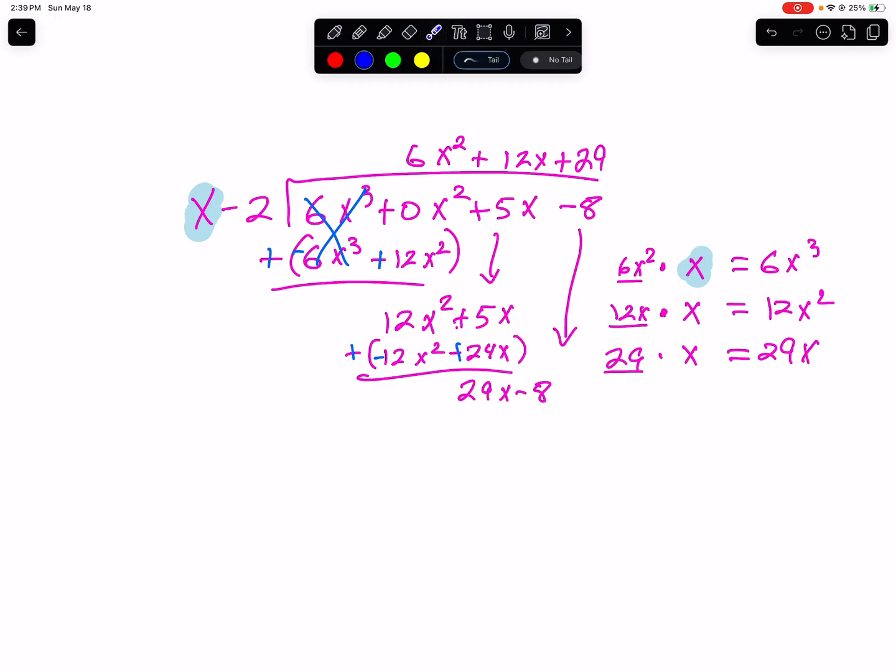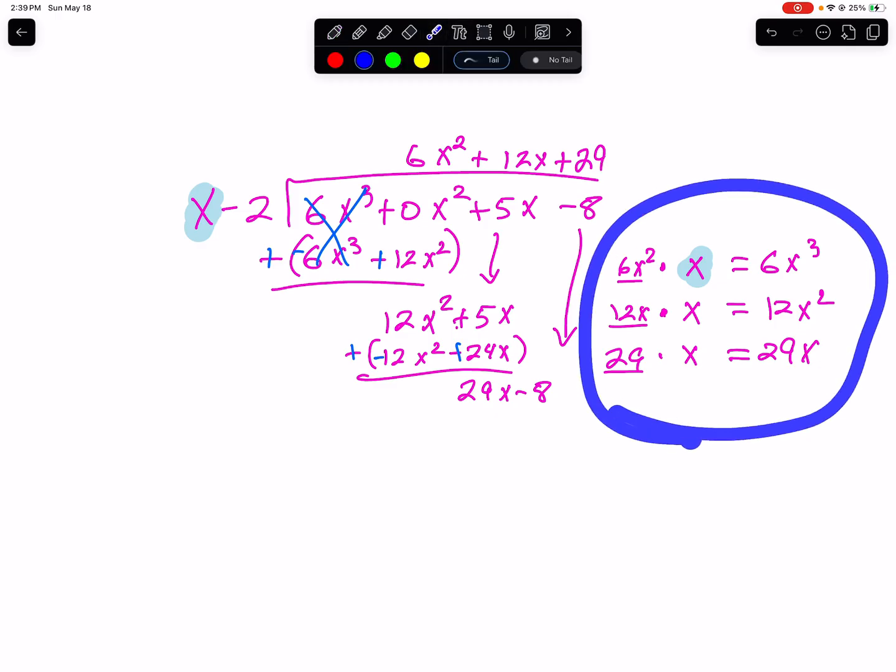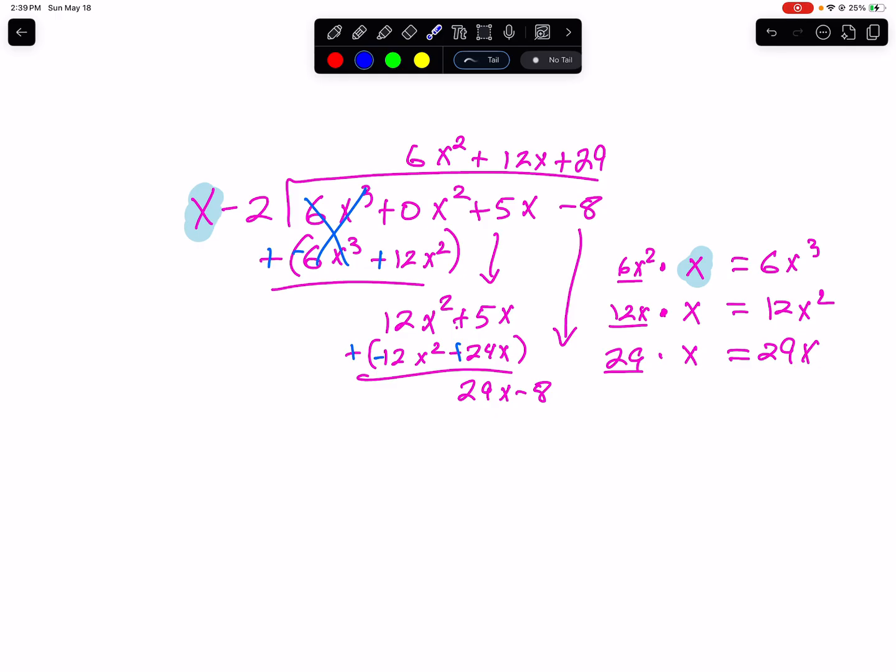It took me a while to figure out to do this thing over to the side. It really helps kids understand what you write up here, here, and here, right? So if that helps you, great. If you don't need that, then that's great too. I don't care if you do it or not. So now we go 29 times x, 29x there. Then we go 29 times negative 2 is negative 58.